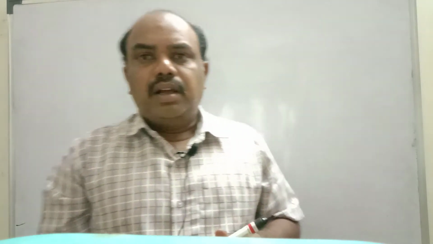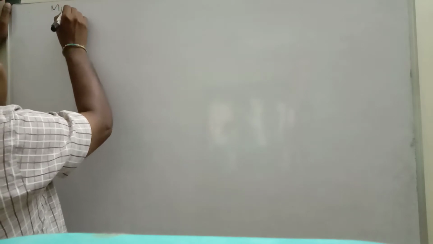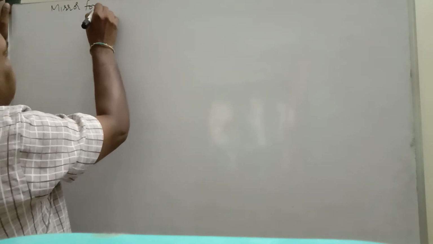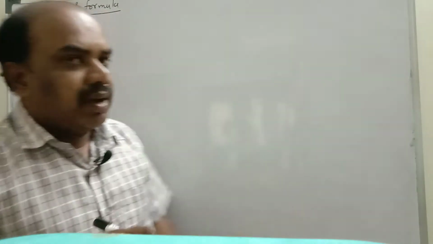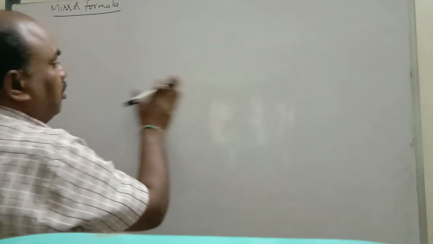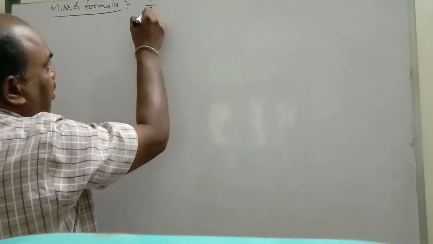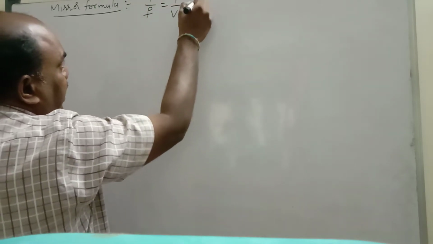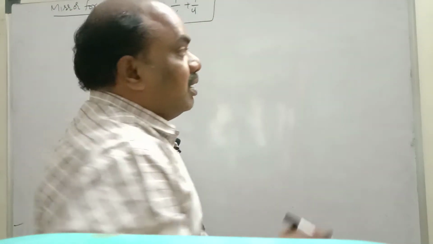Today we will see the mirror formula and its derivation. What is the mirror formula? You take any mirror, whether it is a plane mirror, a concave mirror, or a convex mirror, this formula will be useful. How to derive this formula and where we use it, we will see. Actually, the mirror formula is 1 by f is equal to 1 by v plus 1 by u. Remember this formula, 1 by f is equal to 1 by v plus 1 by u.